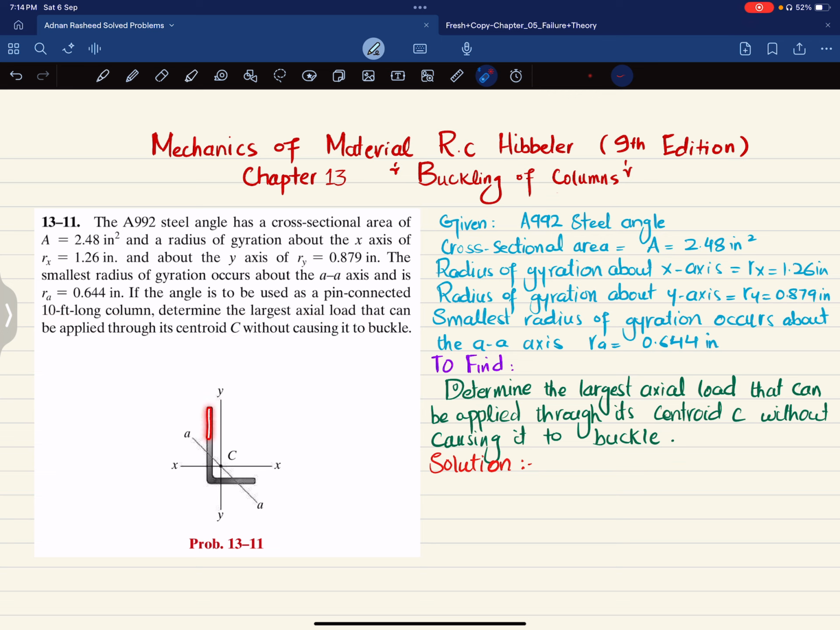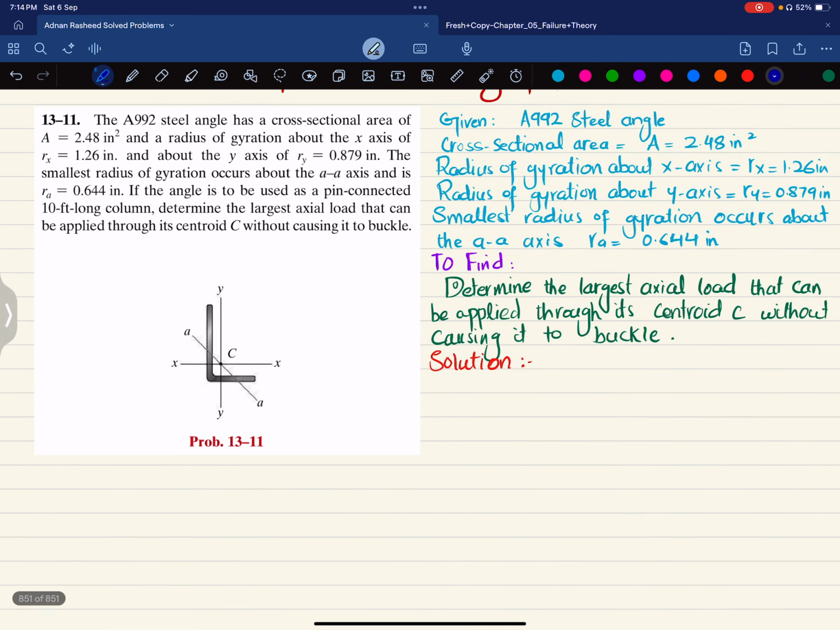So this is an angle which is A992. The radius of gyration about the x-axis is given, the y-axis is given, and the smallest radius of gyration occurs about section AA, and you have to find the largest axial load that can be applied. So let's start with the solution.